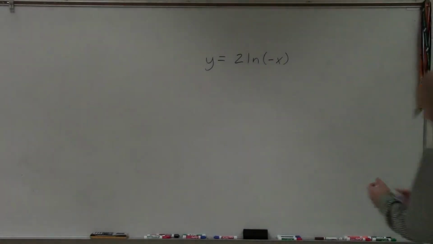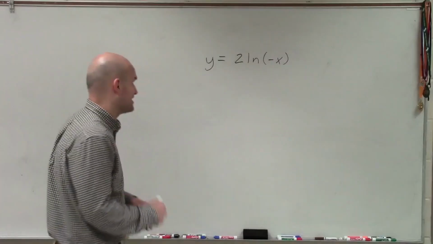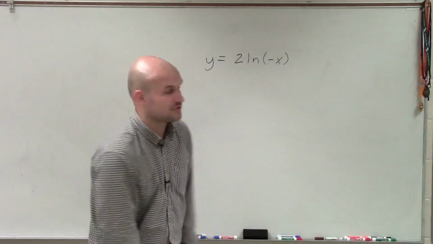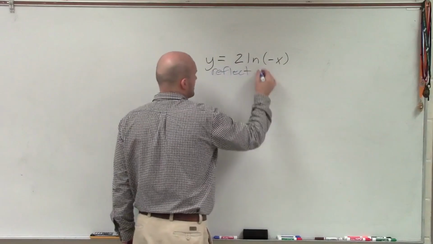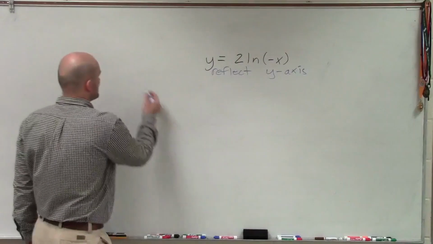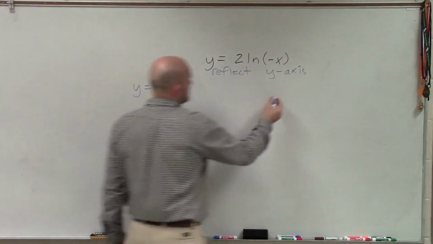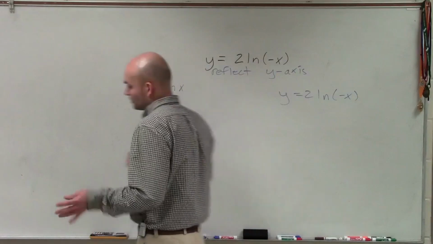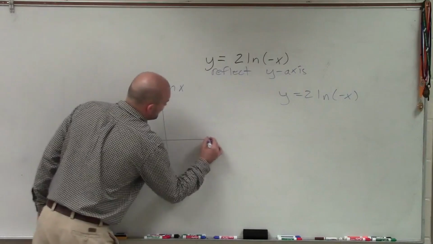OK. So ladies and gentlemen, what I'm going to do is show you how to graph y equals 2 ln of negative x. So again, I look at my transformations. And since I'm multiplying by a negative number inside of my natural logarithm, I am going to reflect about the y-axis. All right? So the first thing I want to do is graph my logarithm with no transformations. And then I'll actually graph it with the transformation, or at least with the reflection we have here.